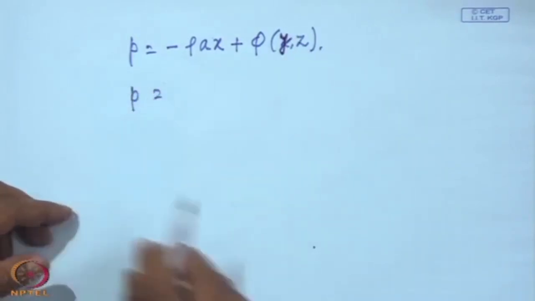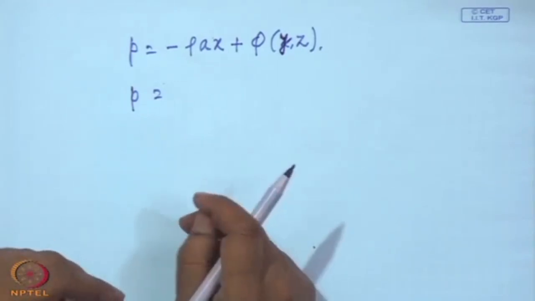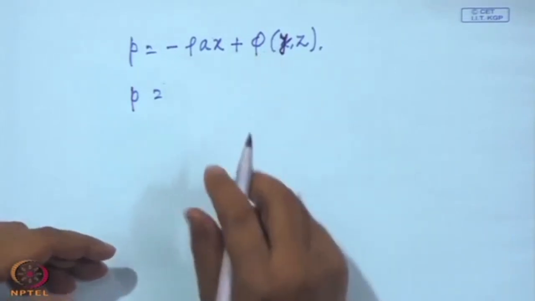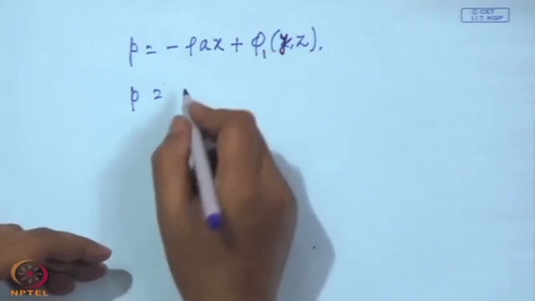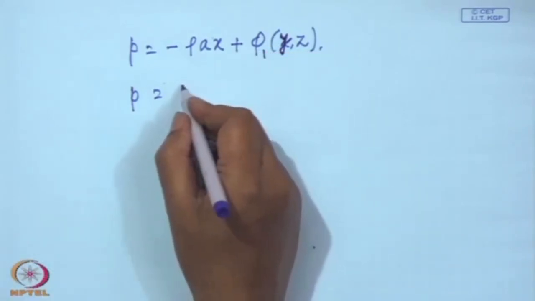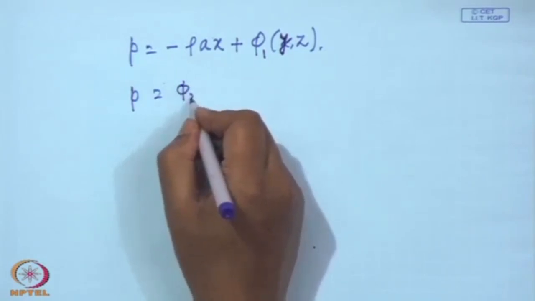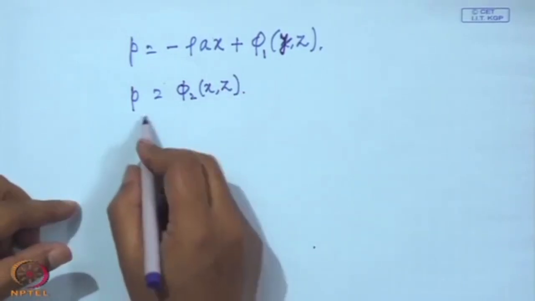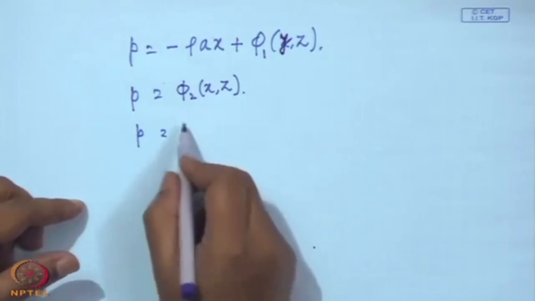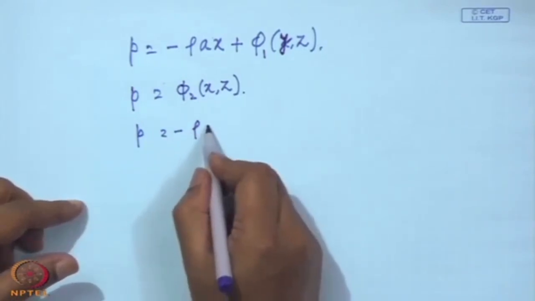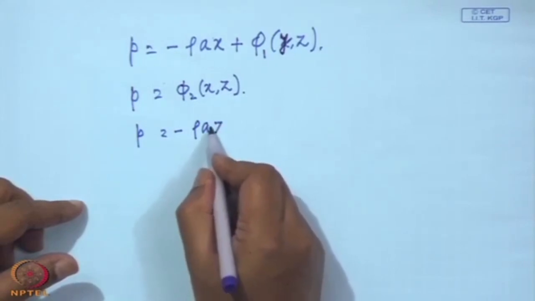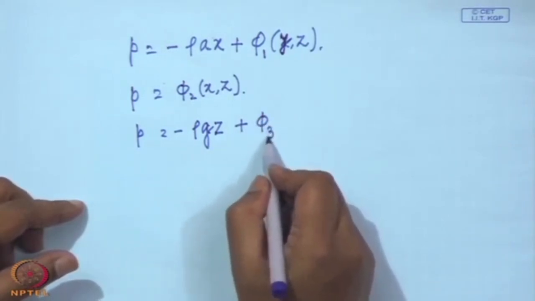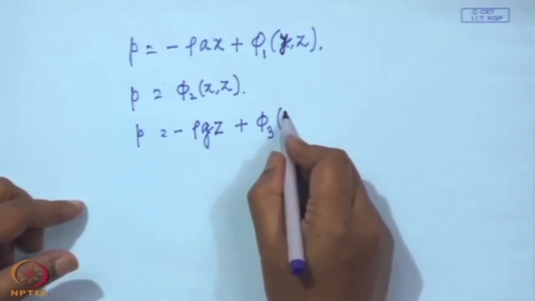The second equation gives p equal to another function. The first function we call phi 1, and the second function in this case is simply phi 2 of x z. And the third gives p equal to minus rho g z plus phi 3 of x y.